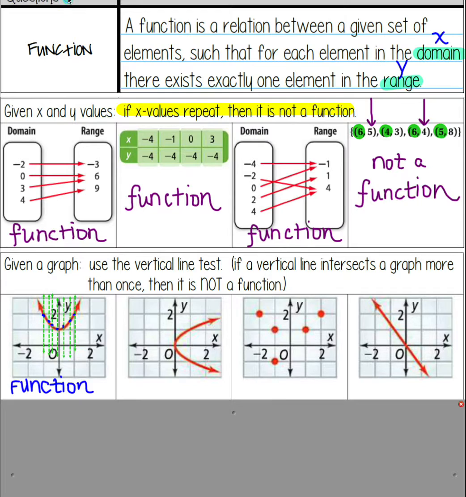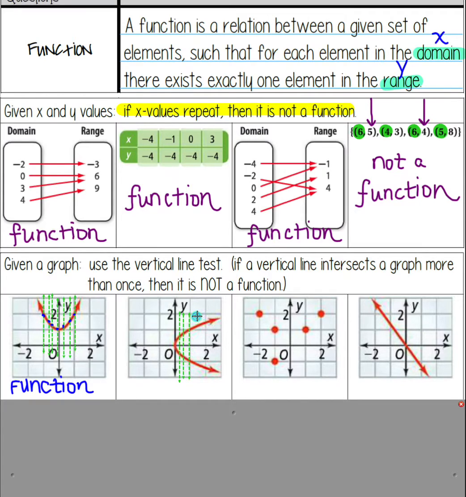So let's look at the next graph. I'm going to draw some vertical lines. Oops, not a very good vertical line. Let me straighten that out really quick. There we go. And I'm going to draw my lines, and then I'm going to go back through and look at them.